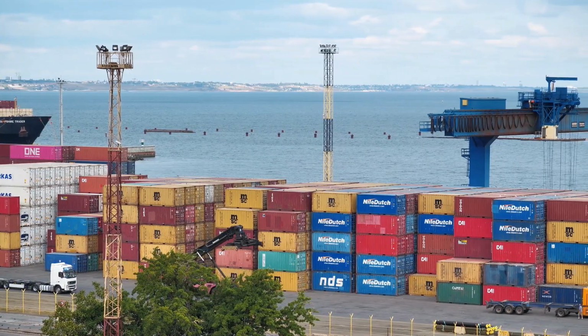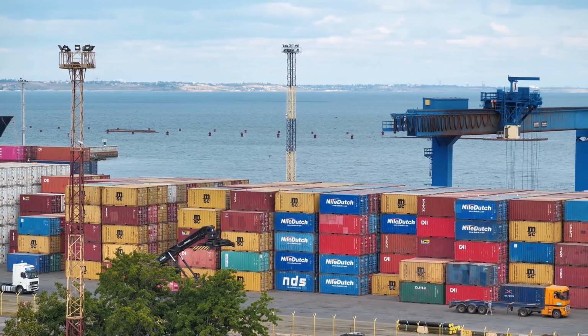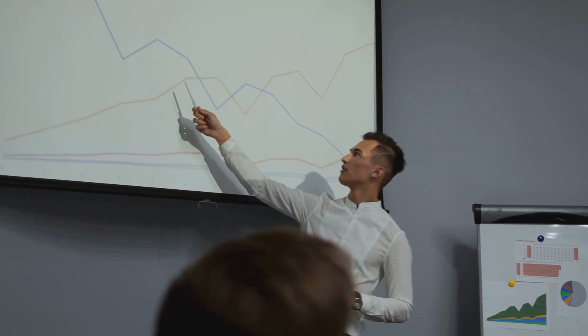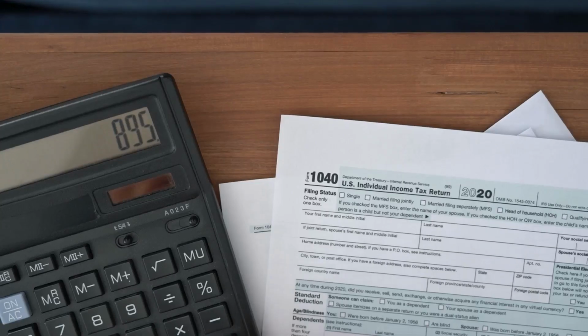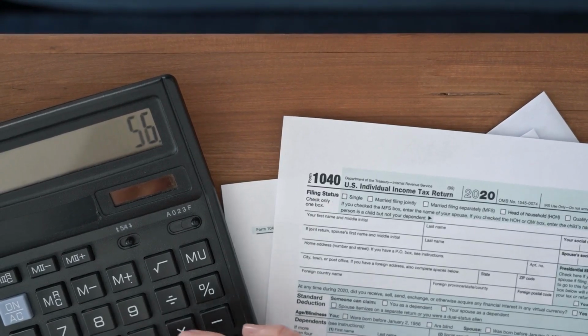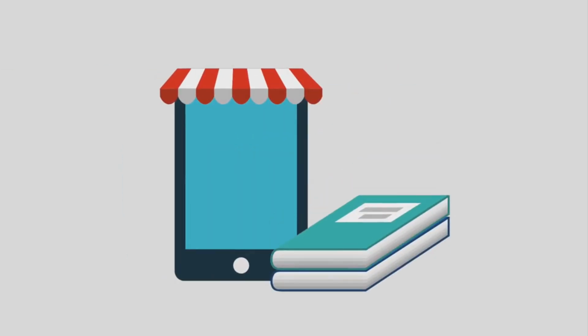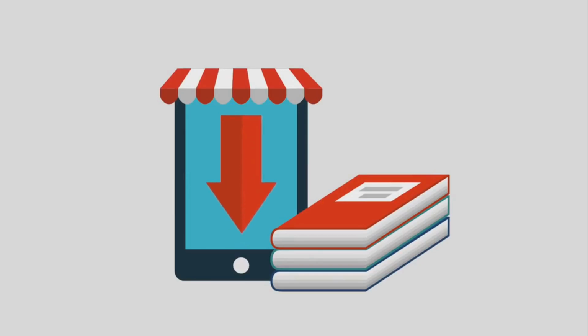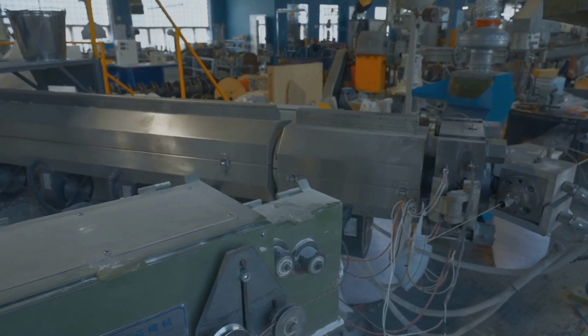Tariffs come in different forms, each with its own method of calculation and impact on trade. Let's break down the three main types: ad valorem, specific, and compound tariffs. Ad valorem tariffs are calculated as a percentage of the imported goods' value. For example, a 10% ad valorem tariff on a $100 imported phone would add an extra $10 to its price. This type of tariff is widely used for manufactured goods.